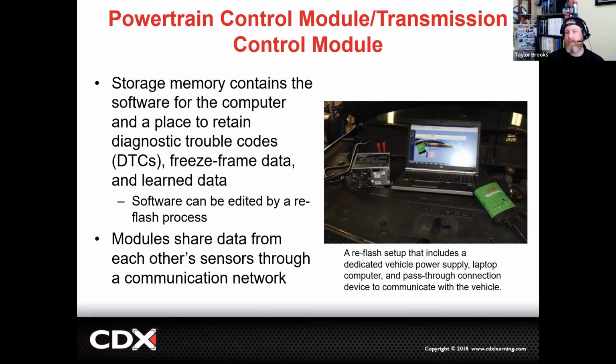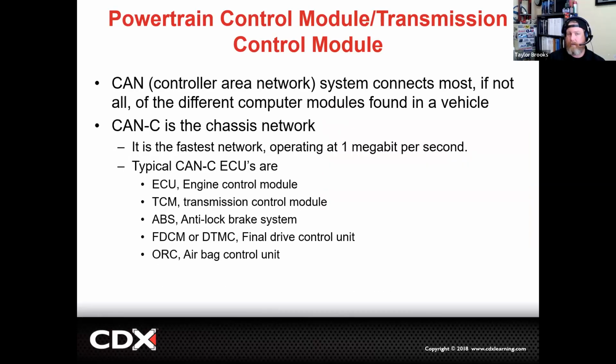However, if we look at diagnostic trouble codes that do set when any of these systems have an issue, then we can look at what will actually correct the concern. Now, the controller area networks, or CAN systems, will interlink almost all of the modules on the vehicle. Now, there'll be different CAN loops.